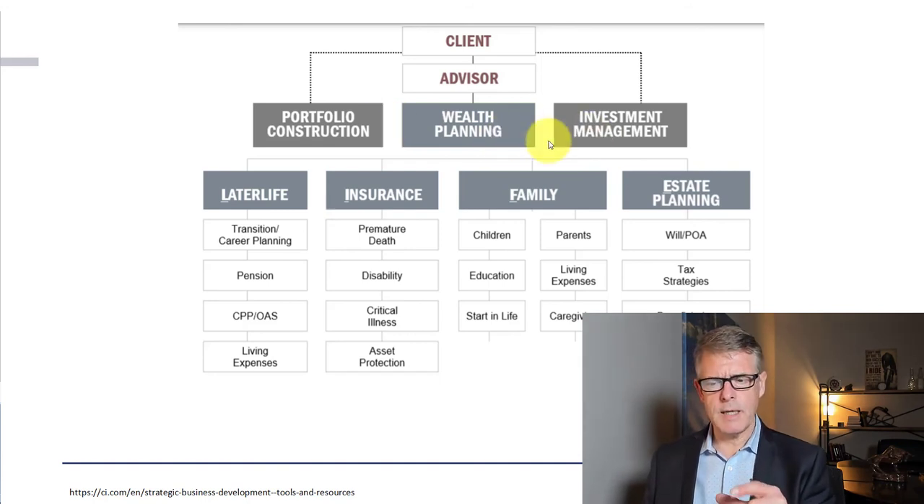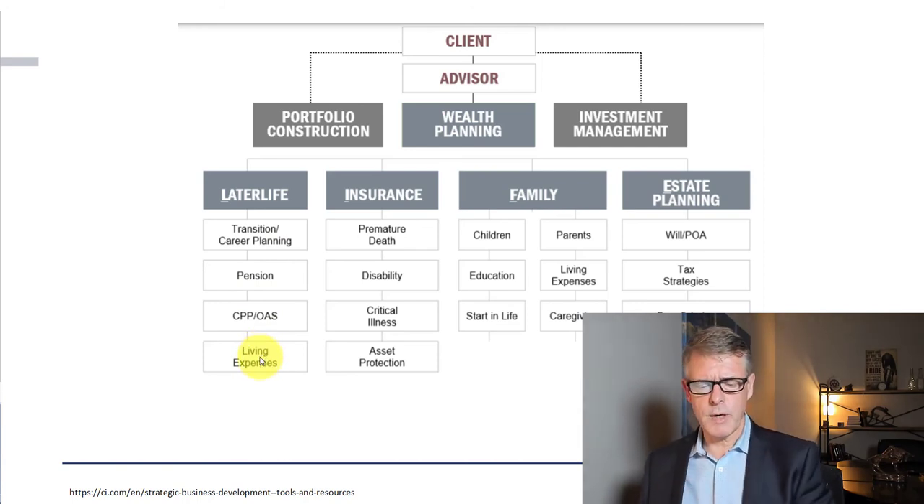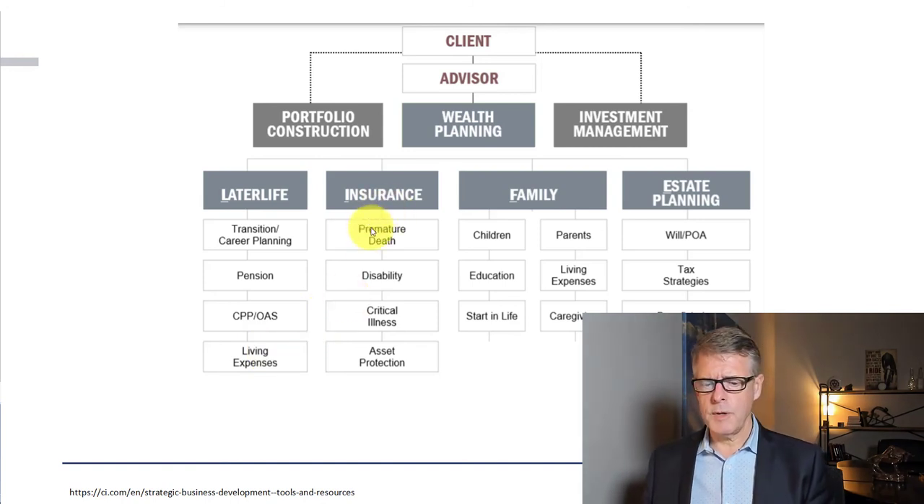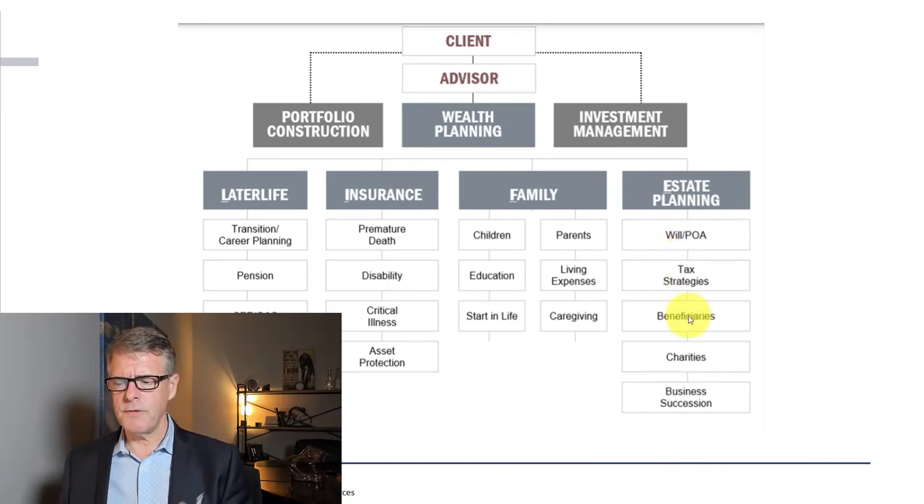But in my mind, along the way, it's the later in life planning, transition career planning, retirement planning, integrating pensions and government benefits, and understanding how we can fund cash flow and living expenses, particularly when someone stops working for their career. It could be insurance planning, making sure that risks are dealt with effectively. There could be family planning in terms of caregiving and educational costs and different issues that come up over time, and then estate planning through the wills, powers of attorney, business succession, beneficiary designations.